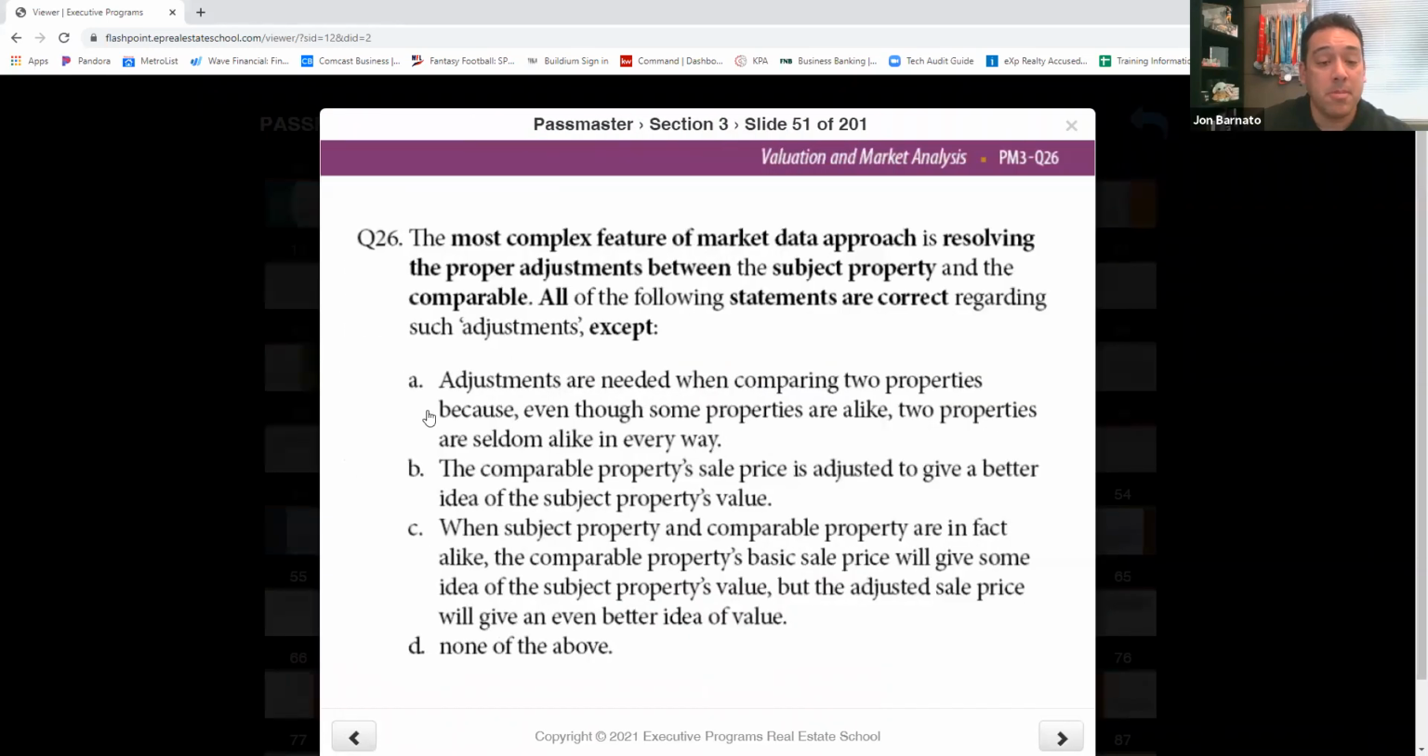Adjustments are needed when comparing two properties because properties are seldom alike in every way, which is true. The comparable property is adjusted to give a better idea of the subject property value. That is true. When subject property and comparable property are in fact alike, the comparable property's basic sales price will give some idea of the subject property value, but the adjusted sale price will give a better idea of value. That is true as well.